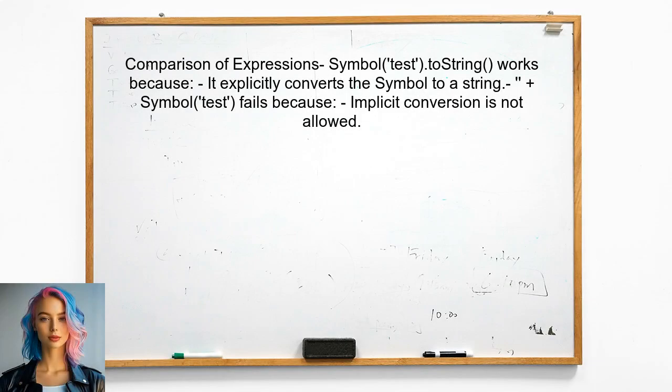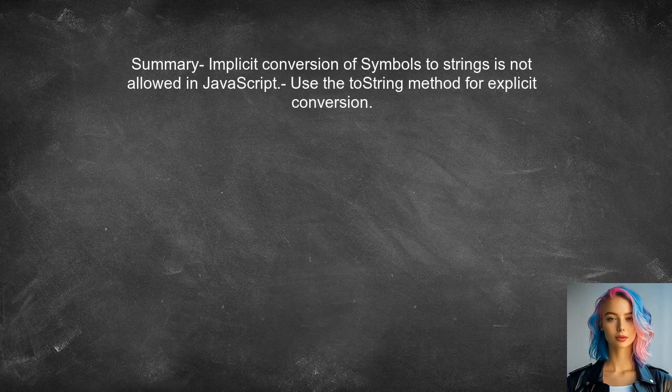Now let's compare the two expressions. The user mentioned that using Symbol('test').toString() works well. This is because the toString method explicitly converts the symbol to a string. To summarize, the user cannot concatenate a symbol with a string because of JavaScript's type safety. The toString method is necessary for converting a symbol to a string explicitly.